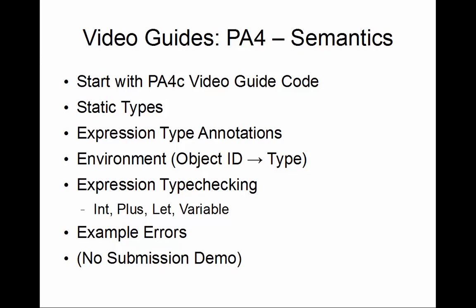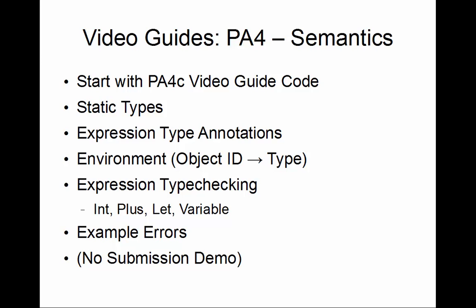But we're going to introduce static types in COOL and then annotate expressions, like in the abstract syntax tree, with those static types. In order to do type checking, we're going to maintain an environment that maps object identifiers to types. We're going to handle type checking 4 different kinds of expressions: integer literals, plus, let with no initializer, and variable references. And we're going to show a few example errors.